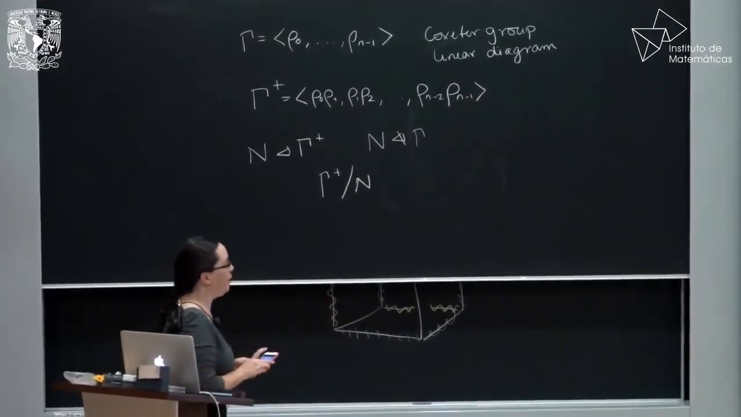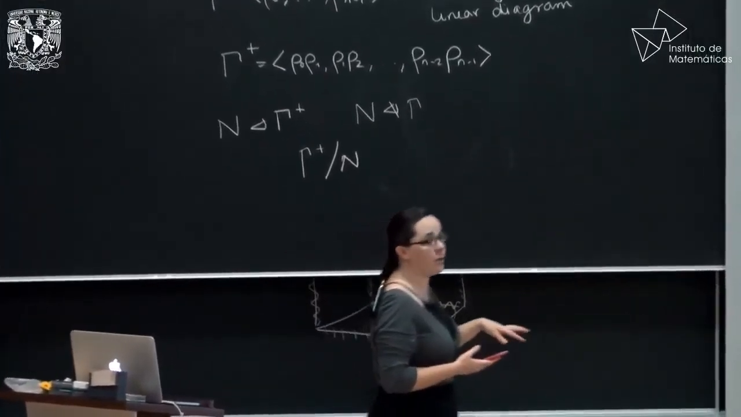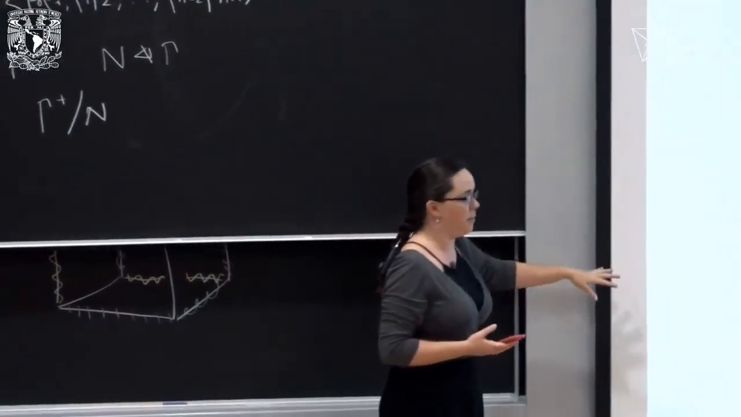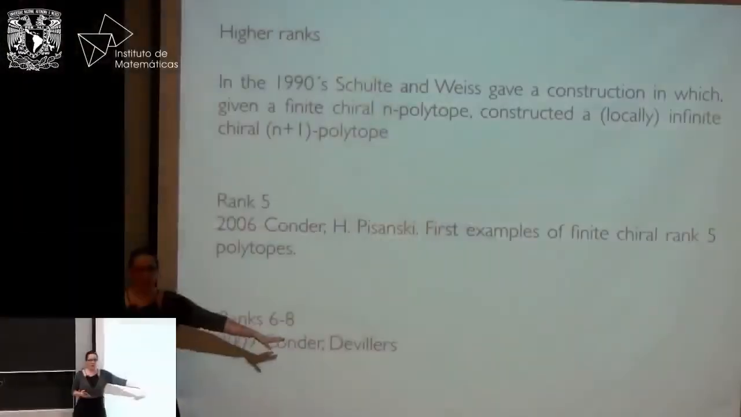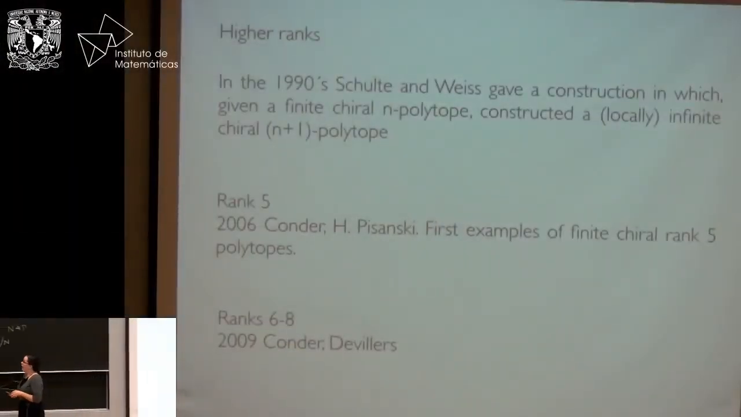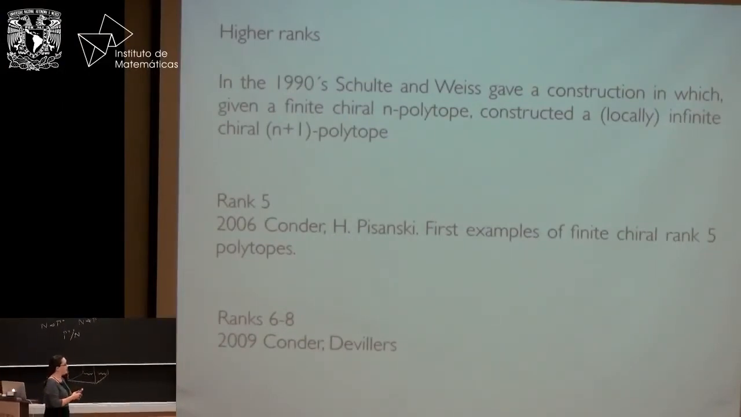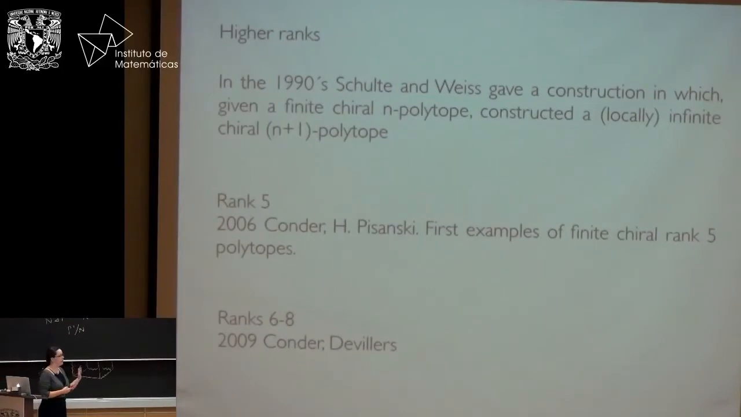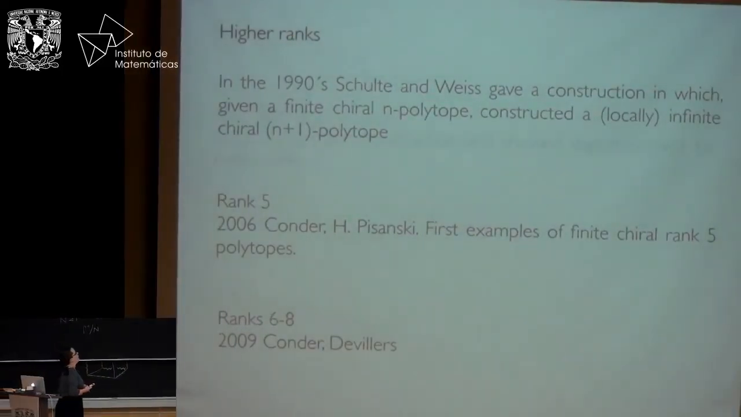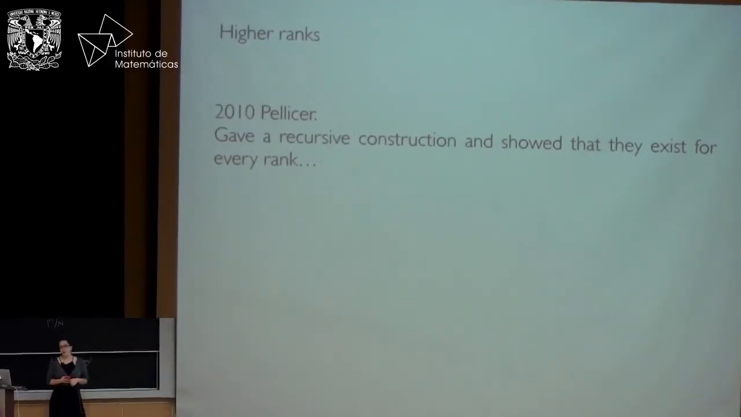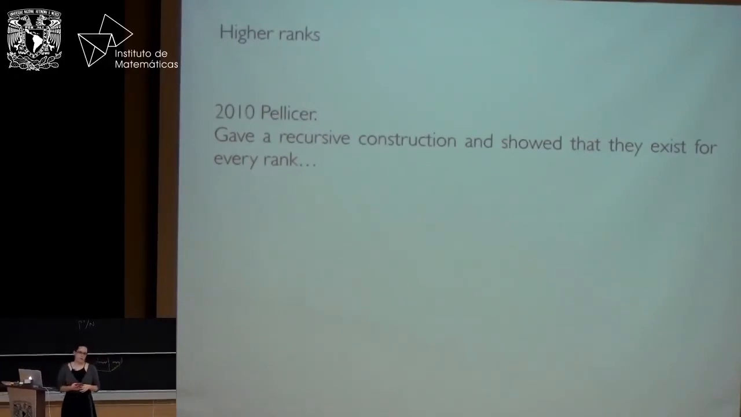A few years later, Marston and Alice Devillers were able to, with the same techniques, develop better algorithms to compute things for ranks 6 to 8. And until then, we didn't know much more about it. And in the last decade or so, we have learned lots of things. In 2010, Daniel Pellicer gave a recursive construction and showed that they actually exist for every rank. So we do have chiral polytopes for every rank.